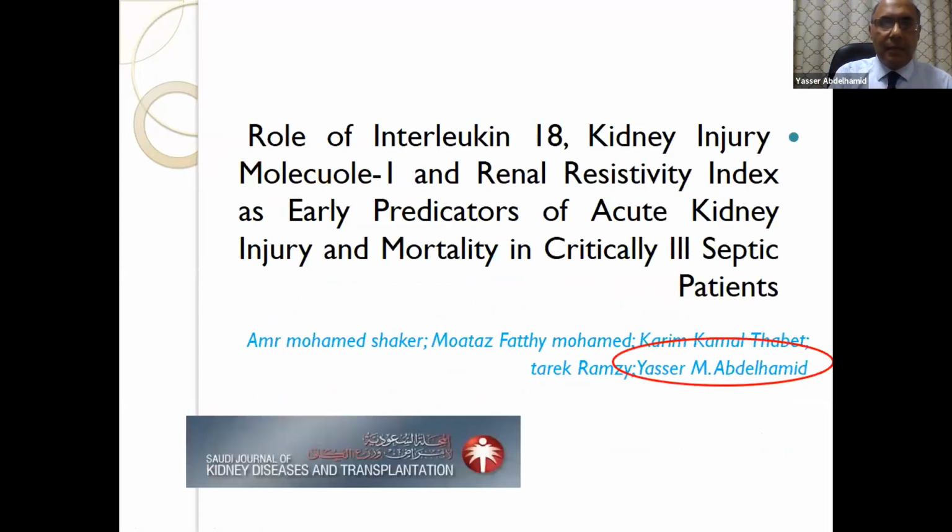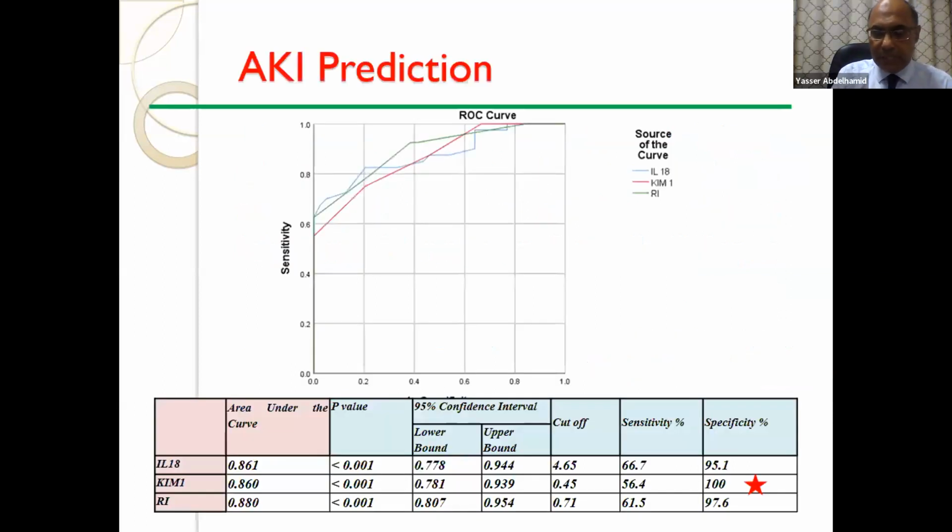This is another study done in Australia by me and our team about interleukin 18 and resistivity index in early detection of acute kidney injury. And you can see that KIM1 had the best specificity, nearly 100% detection in sepsis-induced acute kidney injury, followed by resistivity index, and the last was interleukin 18.